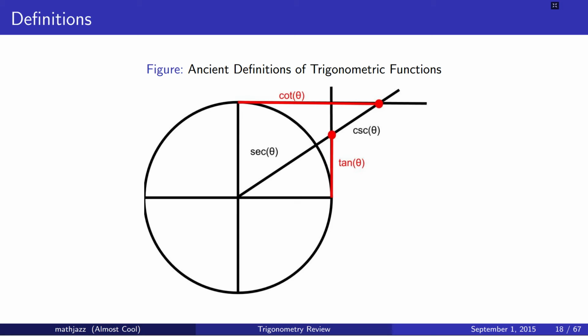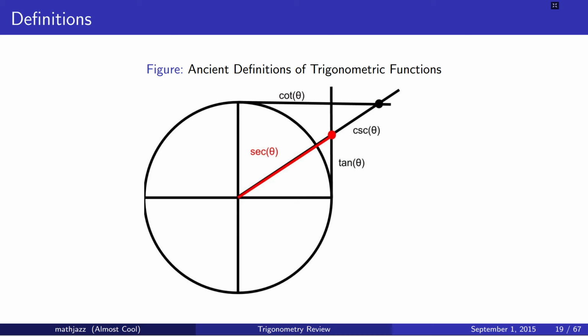These 2 red line segments represent tangent of theta and cotangent of theta. Let's start with tangent. Tangent is the distance along the vertical line x equals 1, starting at the x-axis and ending on the ray that makes an angle of theta with the x-axis. Cotangent is defined as the length from the y-axis along the line y equals 1 until we hit that same ray that we defined in tangent.